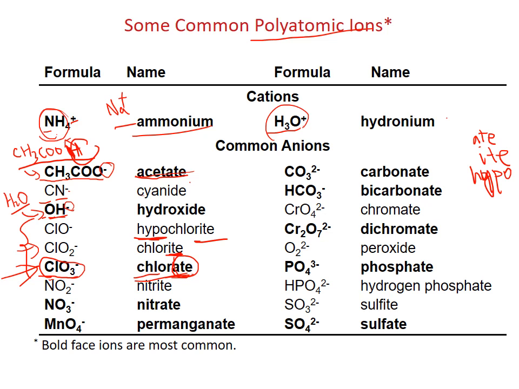Now what if you have one oxygen more? So for example, ClO4 negative. The root is ATE. You have one more oxygen, and that is called perchlorate. Still ATE, but you add per. So you start with ATE, one less oxygen ITE, two less oxygen hyper ITE, one more oxygen per ATE, so perchlorate. Now let's look at these two.